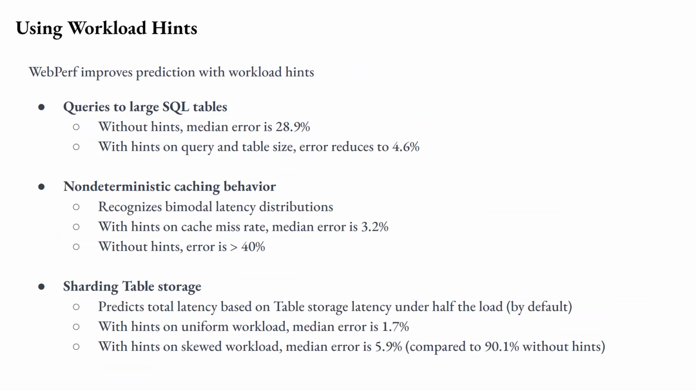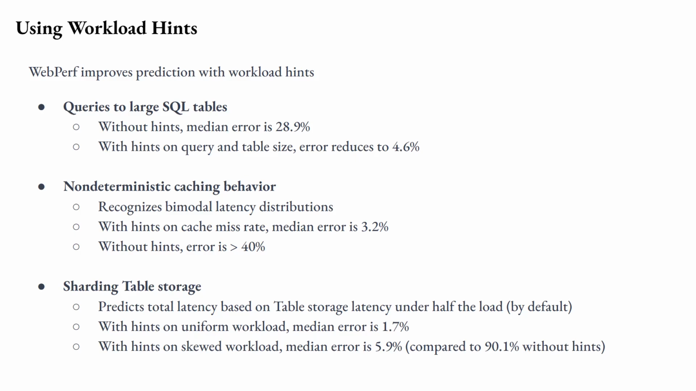For example, in the case of Course Manager, WebPerf has a large prediction error when making join queries on medium-sized SQL tables because baseline latencies are not good estimates across tiers for large tables. However, with workload hints on specific queries and table sizes, WebPerf could reactively build profiles for given queries and table size and lower the error to 4.6%.